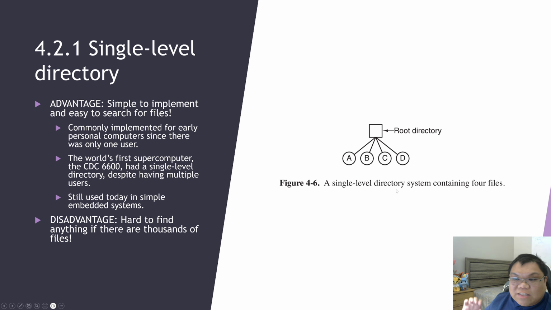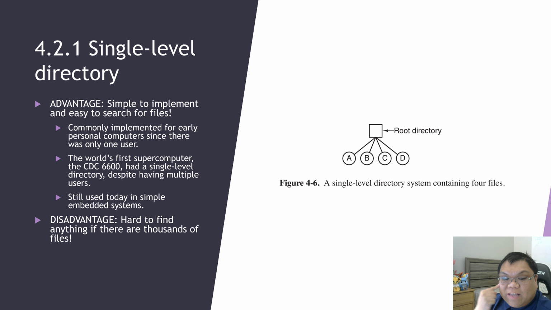The advantage to this, although there's the obvious disadvantage of good luck trying to organize anything, is that a single level directory is simple to implement, and as long as you don't have thousands of files, it's pretty easy to search for files because you only have one possible place to look for them. Early computers work this way, and some embedded systems still use a single level directory.